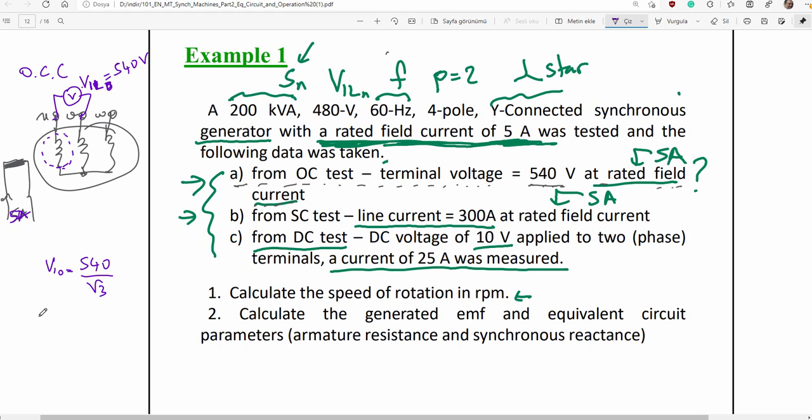Let me calculate that by using my hand calculator. It is 311.8 volts. Okay, it is something like that. That is the single phase voltage.